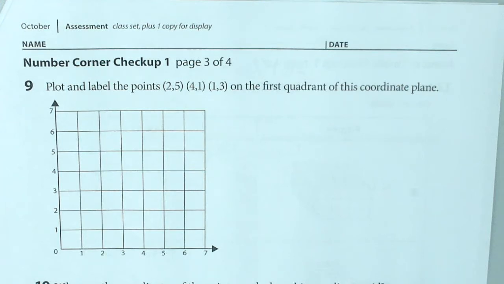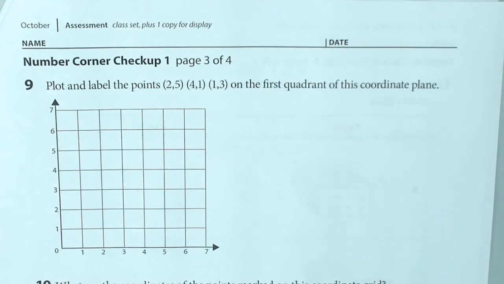We are going to finish the number corner checkup. Please remember to write down everything that I write down so you get full credit for your work and don't have to redo it. Also, if I go too fast, which I know I'm fast, please just pause it, catch up, and then play it again. We are on number 9.